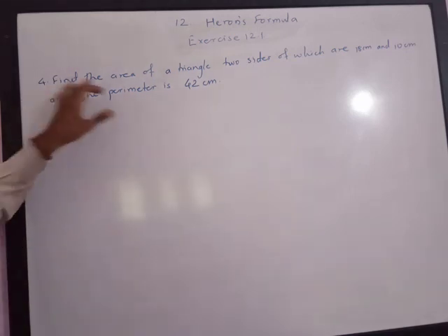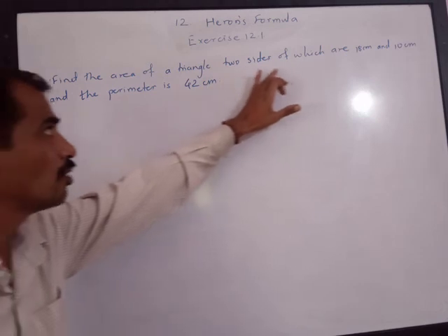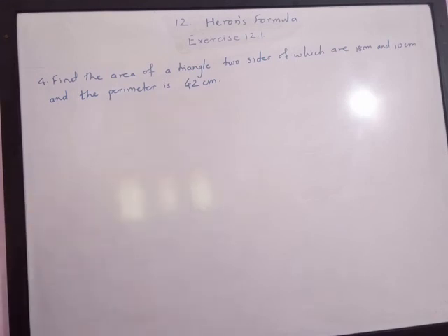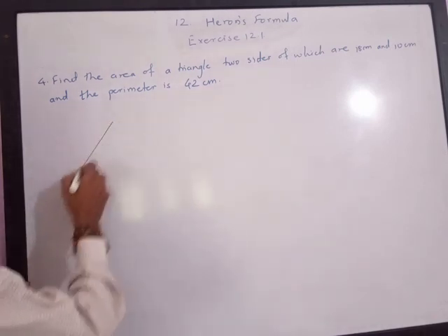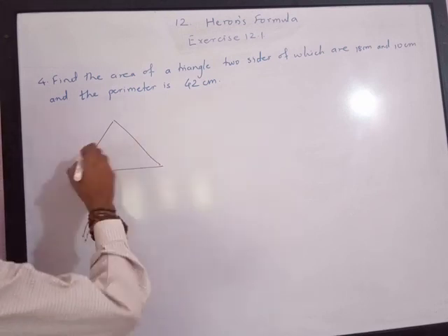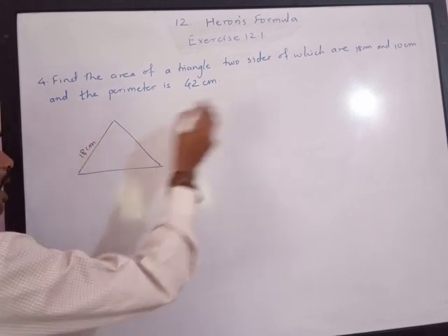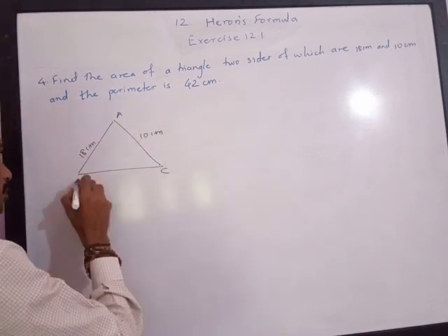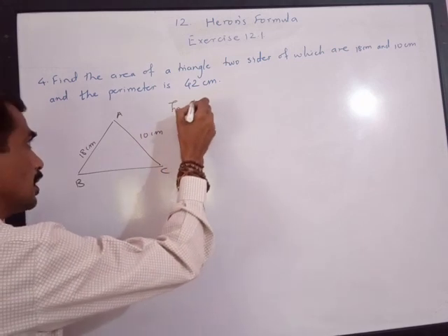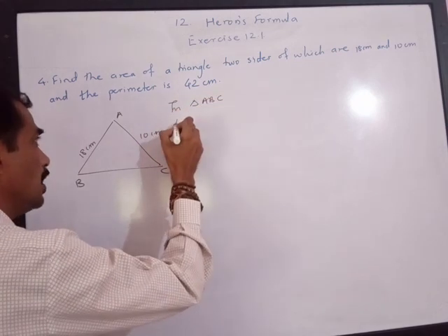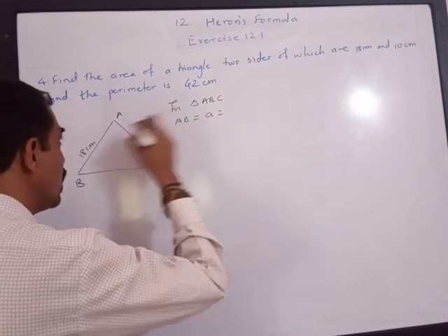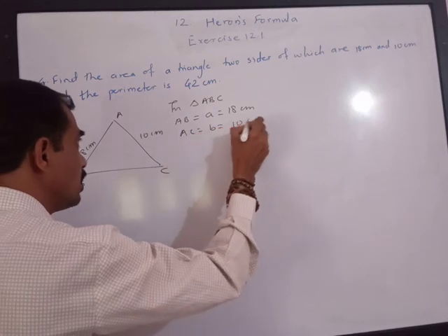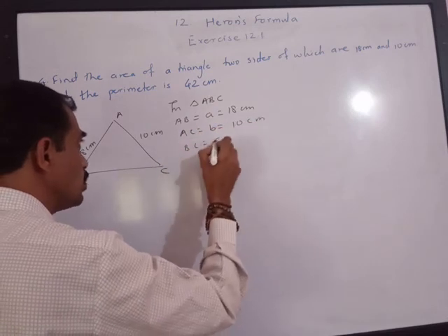Fourth question is: find the area of a triangle, two sides of which are 18 centimeter and 10 centimeter, and the perimeter is 42 centimeter. So we are given a triangle with two sides. One of the sides is 18 centimeter, other side is 10 centimeter. So let the triangle be ABC. In triangle ABC, AB is equal to a is equal to 18 centimeter. Then AC is equal to b is equal to 10 centimeters. And BC is equal to c is not given to us.